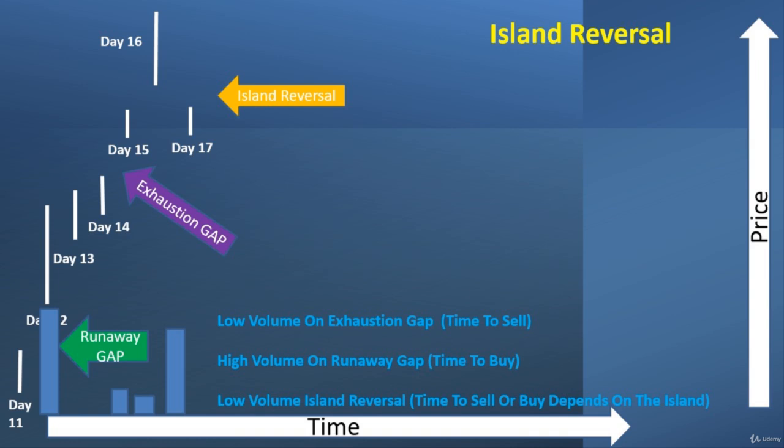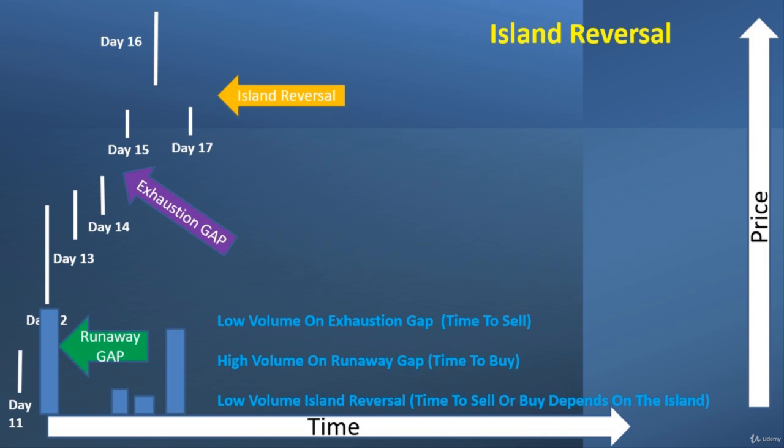But a low volume island reversal is where you're going to have that low volume on day 16 in this example. And then the time to sell or buy depends on the island, right? You're waiting for the island to form. So we don't really truly know it on day 16. We need a day 17 to show what's going to happen. And then on day 17, there's going to be some high volume, which is when you can see you've got your island reversal.